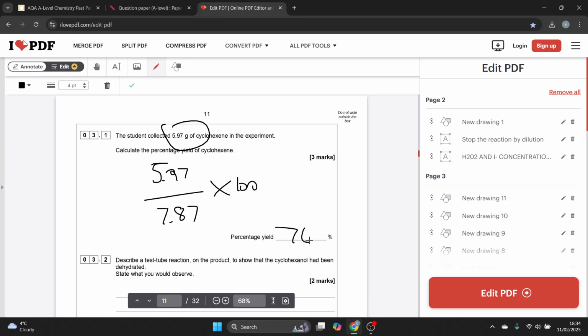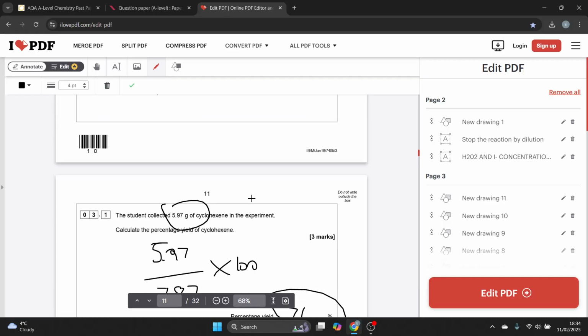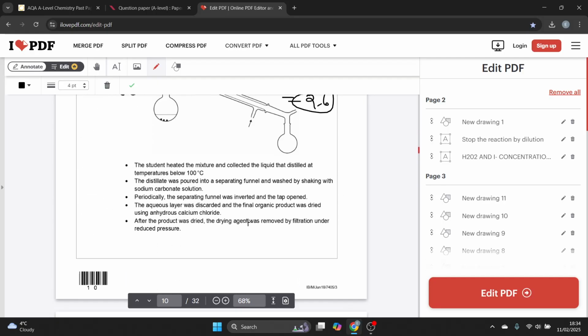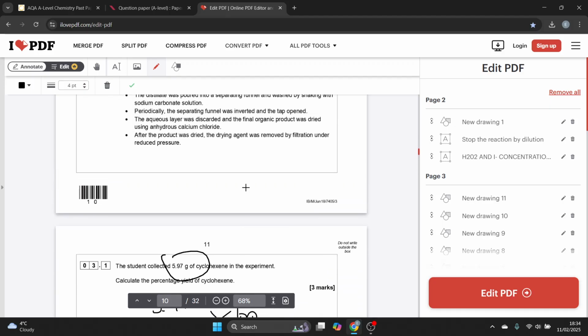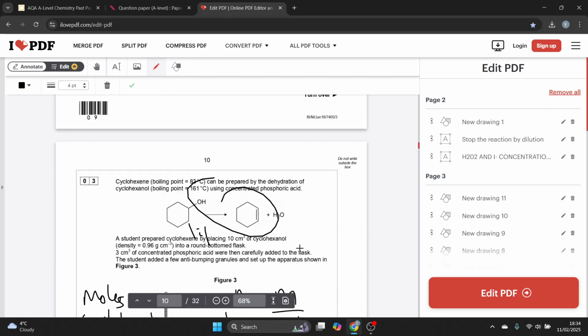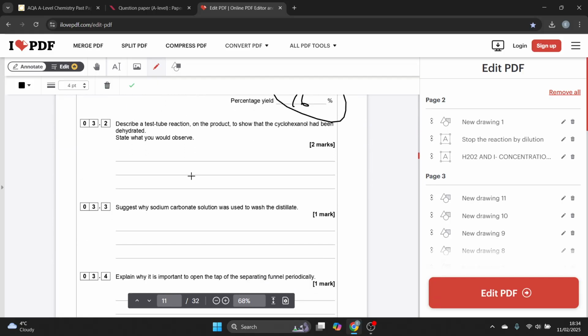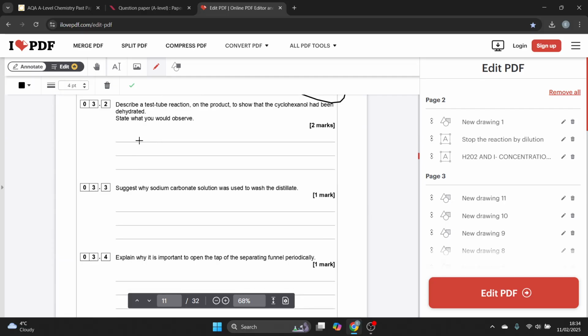76%. These percentage yield questions are very, very similar. It's the same process every time. Density, mass over volume, find out the mass, find out the moles, 1 to 1 molar ratio. Then you can find out the mass of that using the Mr. And the hardest part generally for me is finding out the Mrs of these compounds that they don't give you. Sometimes they do.